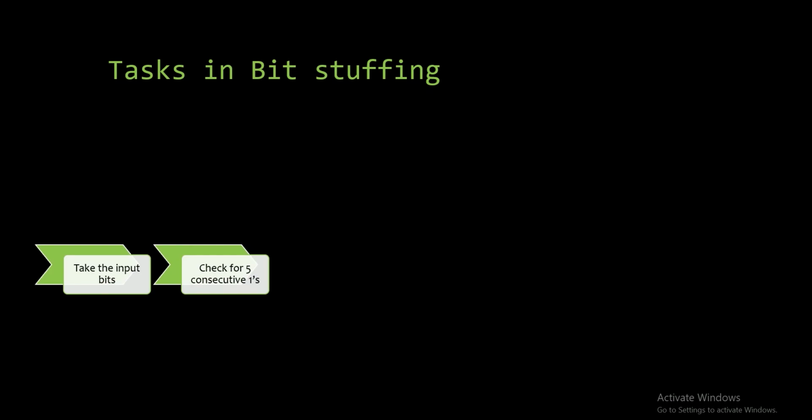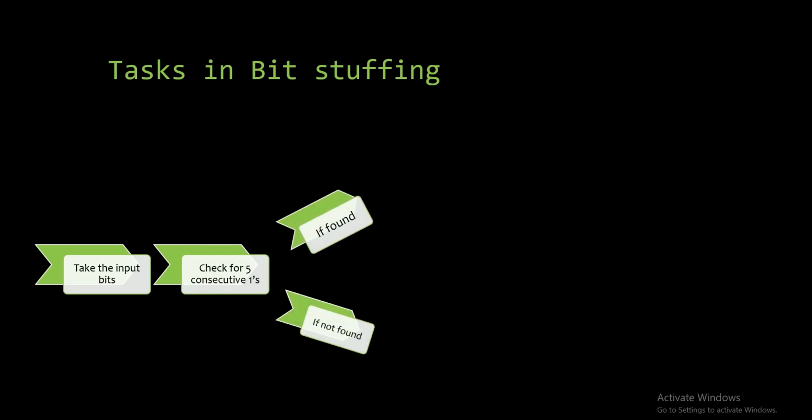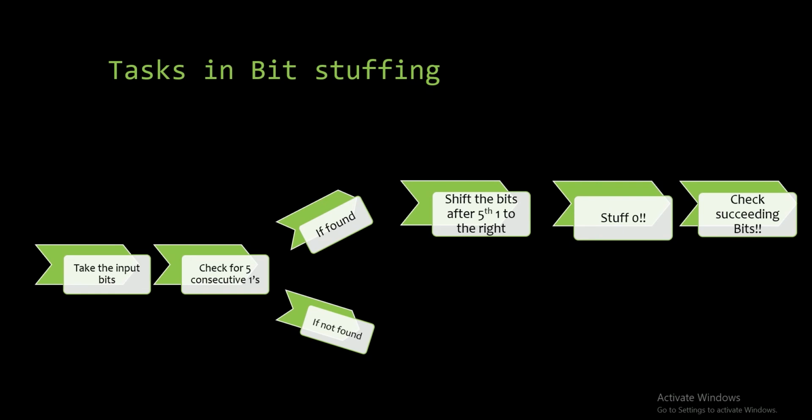Now, let us see the tasks in bit stuffing. First, I take the input bits, then I check for 5 consecutive ones. If found, I shift the bits after the 5th one to the right so that I get one empty location where I stuff 0, and then I proceed checking the succeeding bits. Once I'm done with the entire array of bits, then I'm good to transmit. If not found, then I just proceed checking the succeeding bits.